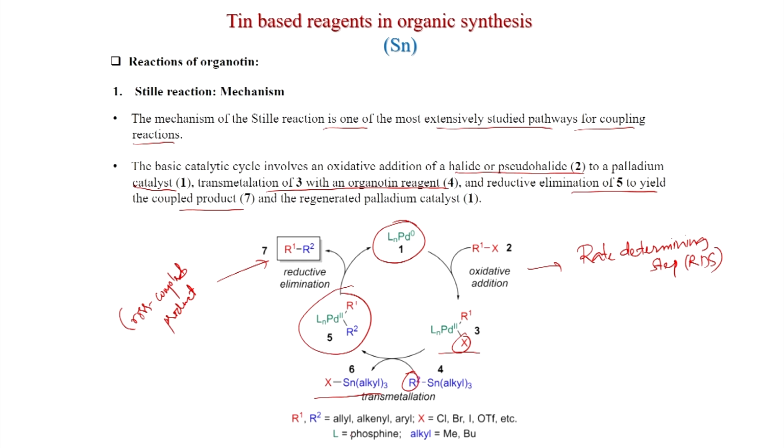R1, R2 can be allyl, alkynyl, aryl; X is equal to chlorine, bromine, iodine, OTf, etc. L is equal to a phosphine ligand, alkyl is equal to methyl, butyl.